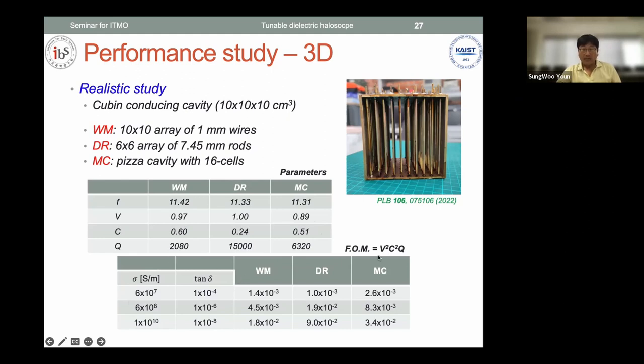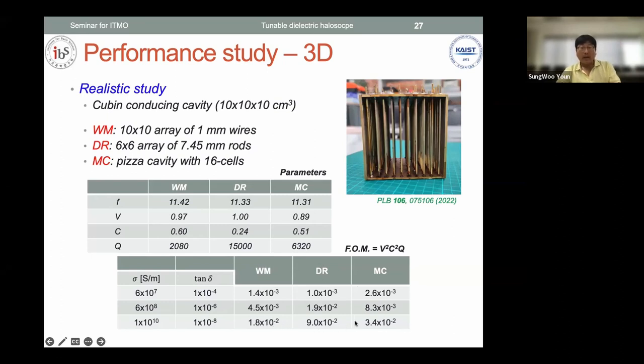And then we also look at them at one particular frequency. And here the figure of merit is B squared C squared Q, okay. Here is the number, all right. So basically, in general, the dielectric rod introduced has a little higher value. So I think this number is a little bit off, okay. I probably should double check, but I think this last one is the correct one.